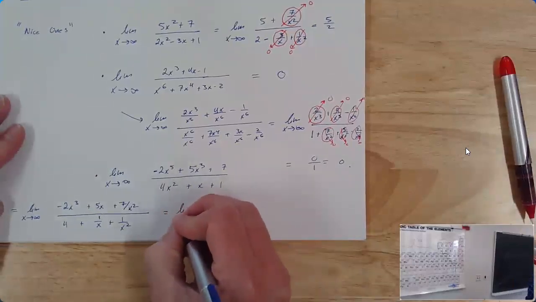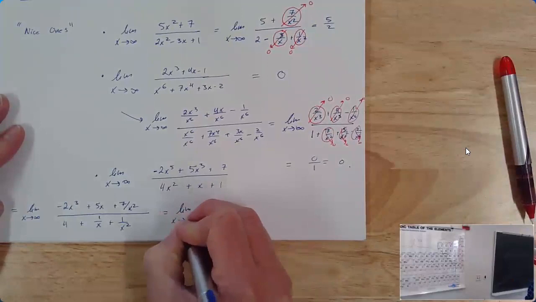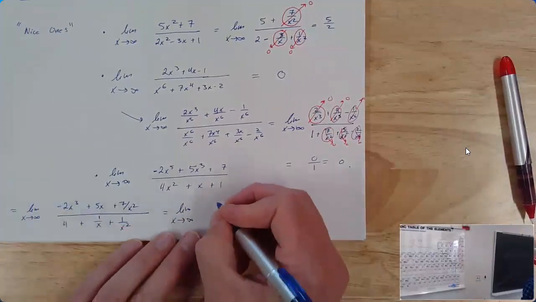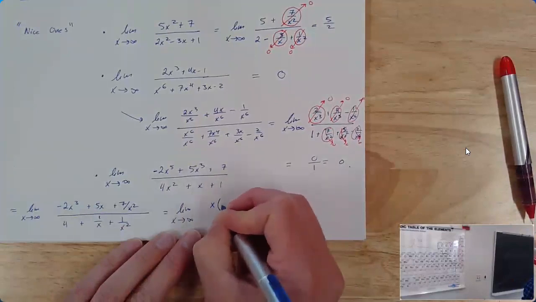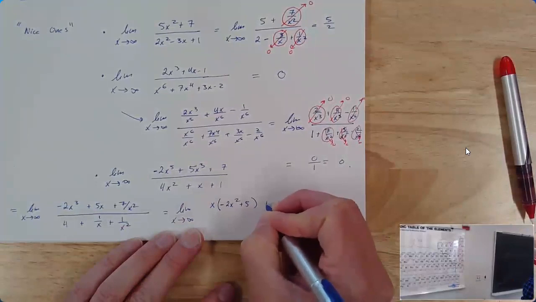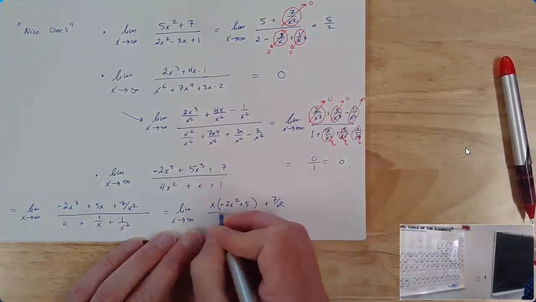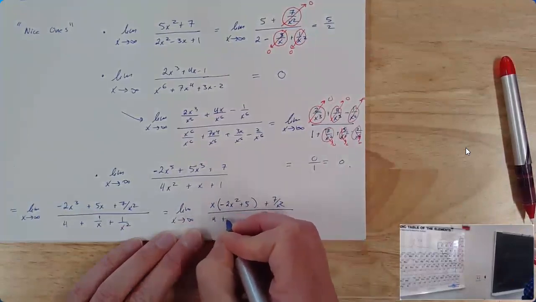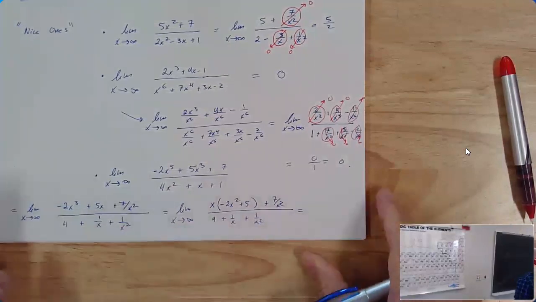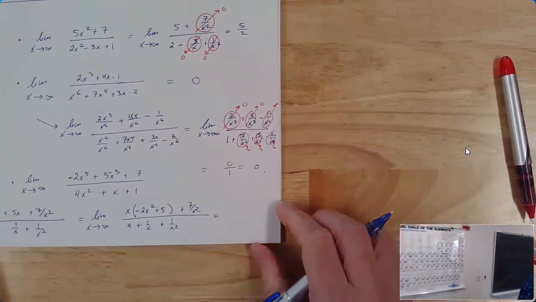I'm going to write this as the limit as x goes to infinity of, and I'm going to factor out an x from just these first two terms. Check this out. I'm going to have x times negative 2x squared plus 5 plus 7 over x squared, and all the rest on the bottom. So now I'm going to actually do the plugging in of the infinity. Hopefully I have enough room. I think I can make this fit.